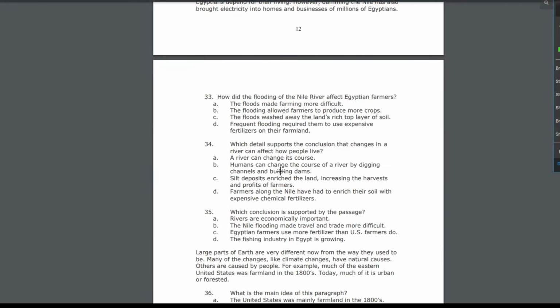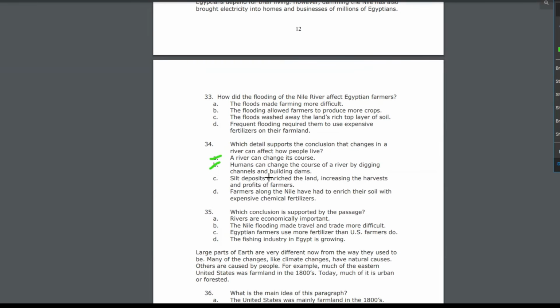So if we look at the answer choices, it says a river can change its course. Nothing in this particular paragraph is alluding to the change of course, the change of its course actually impacting the people. All right, so that one is out. Humans can change the course of a river by digging channels and building dams. That is true, but specifically in this passage, we're talking about the impact to who? The actual farmers. So that's out.